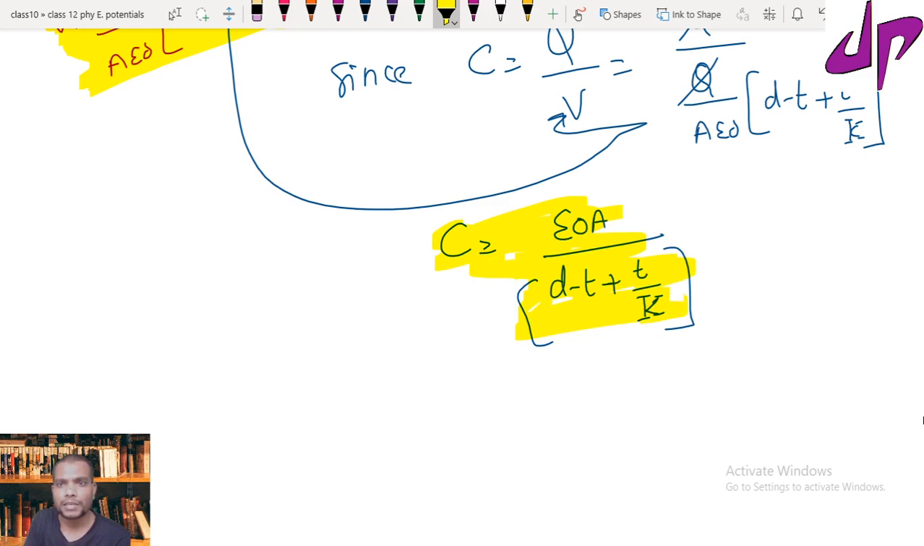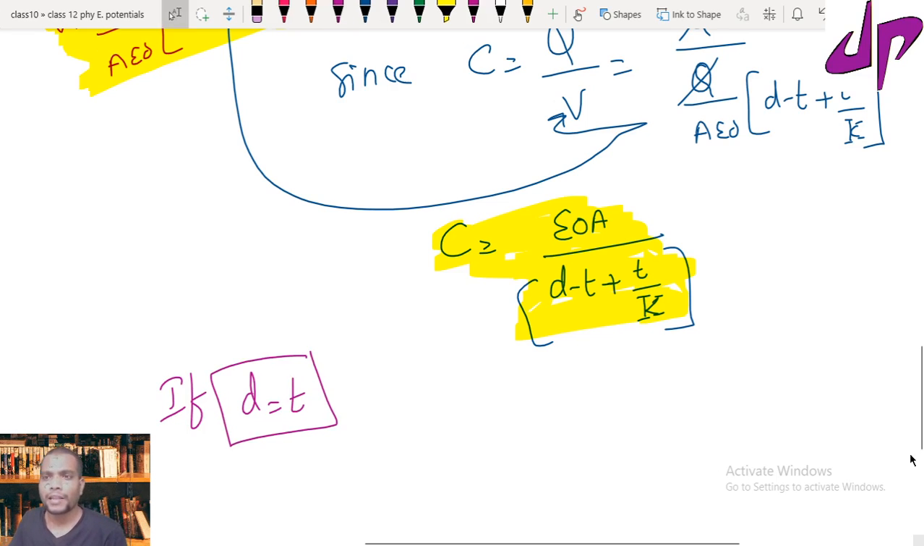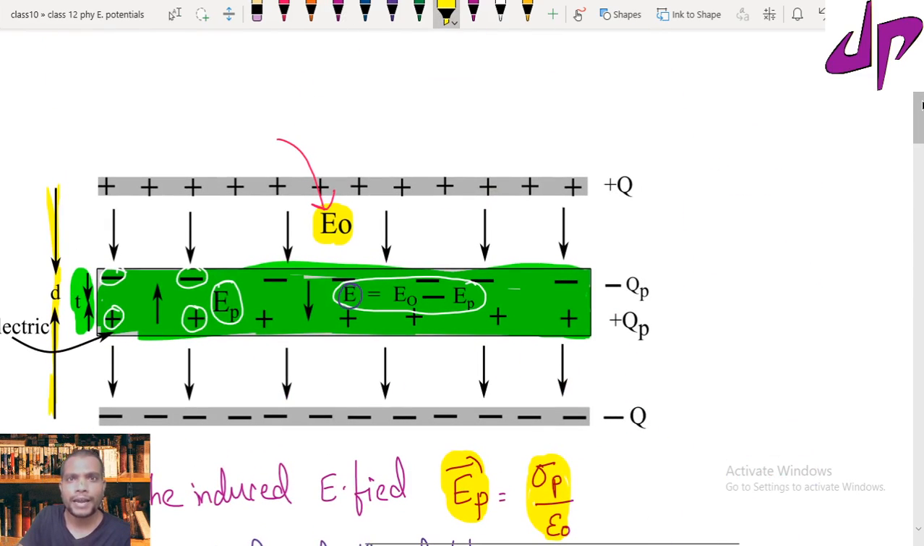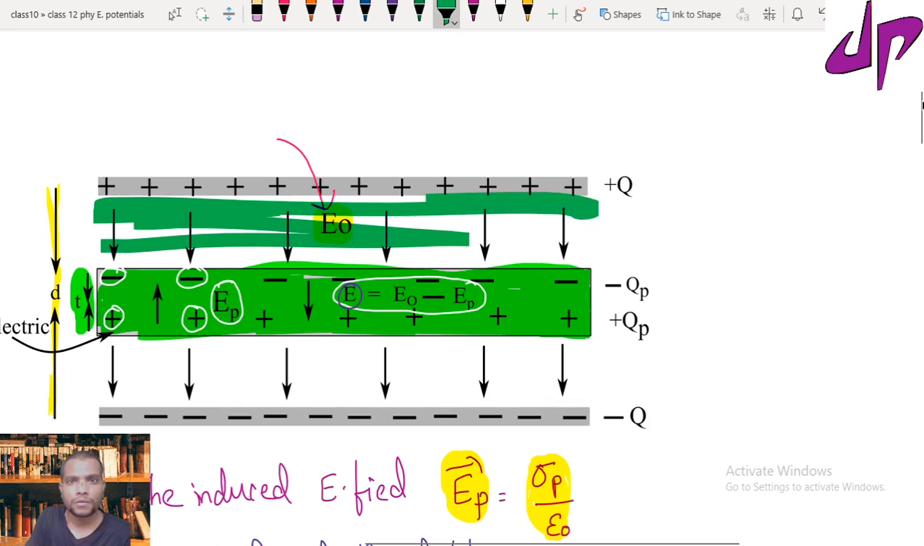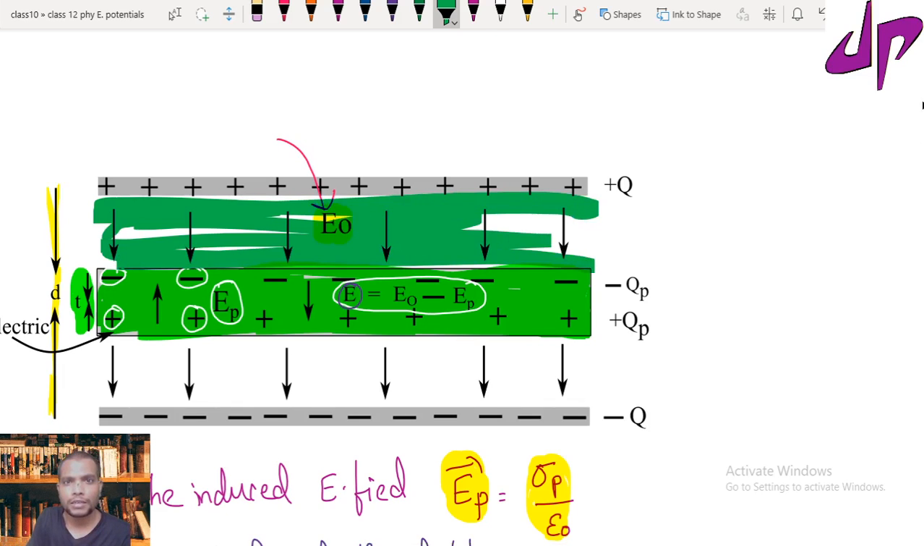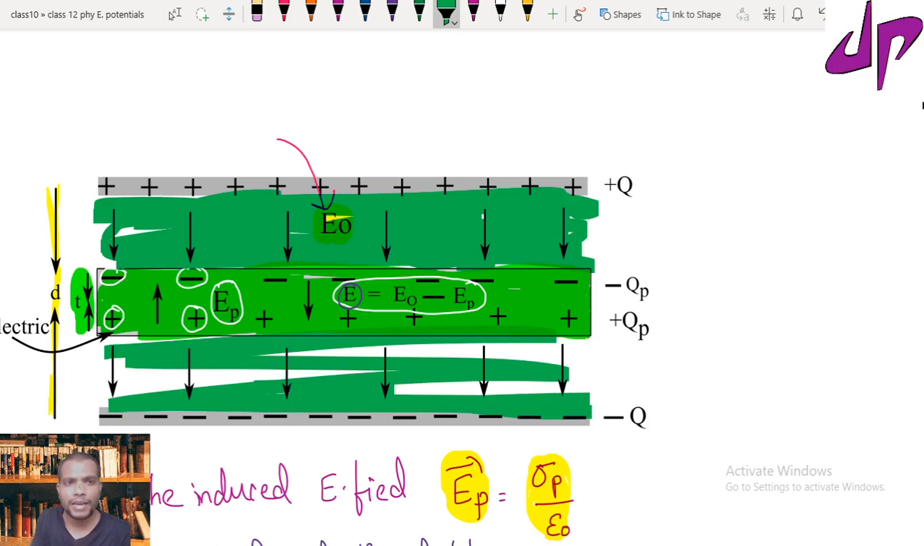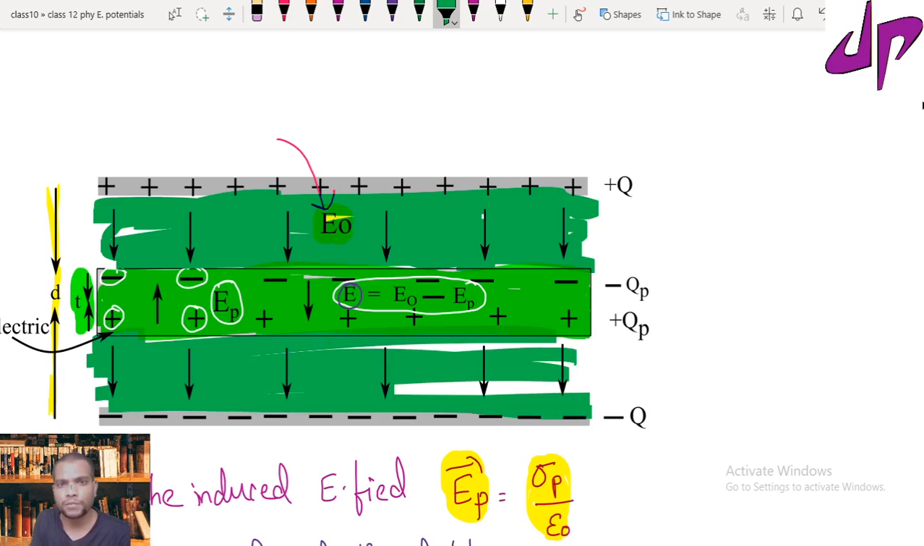Now let me take a special case: D equals T. It means we fill the entire space with dielectric, everywhere with the same dielectric material. Now we would like to find out what the final expression is if we fill the entire space with the dielectric medium. So what could be the expression for the capacitance?